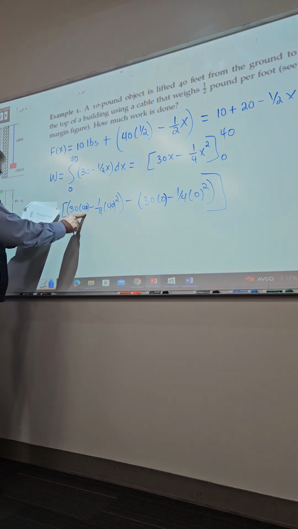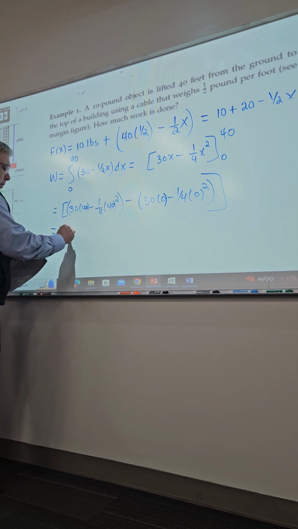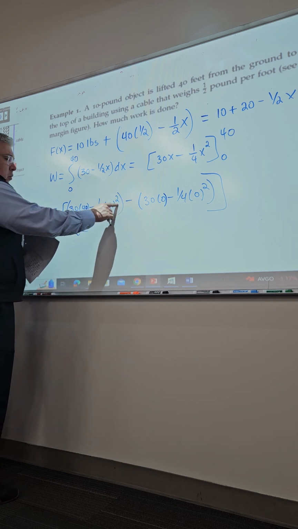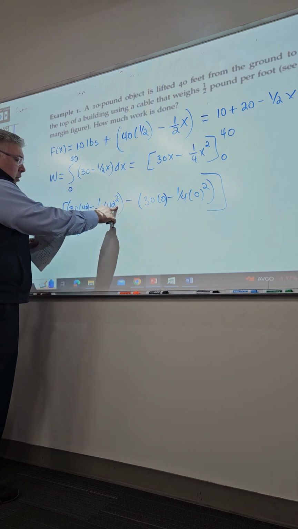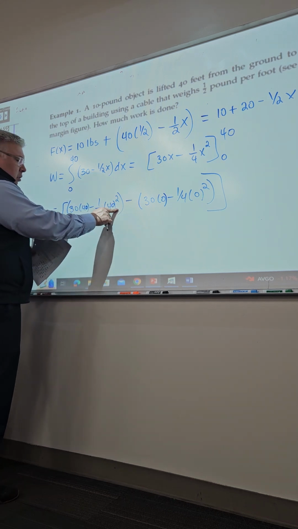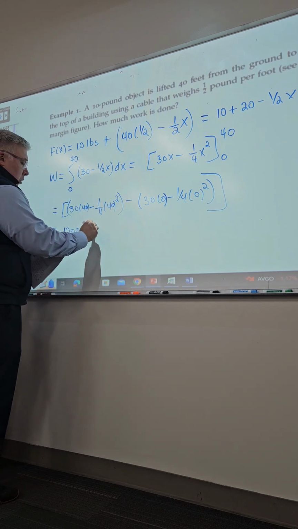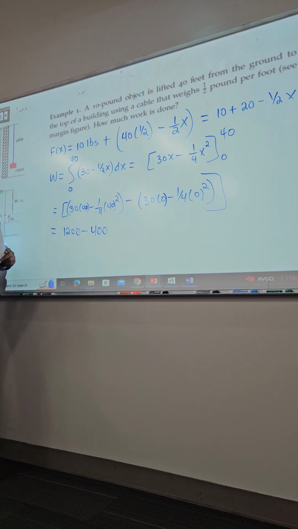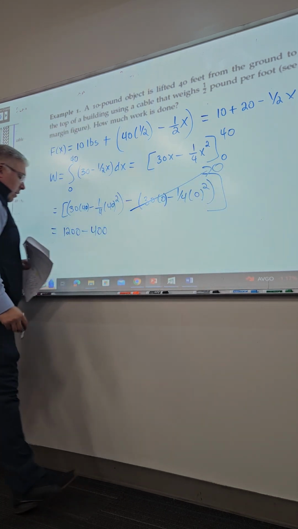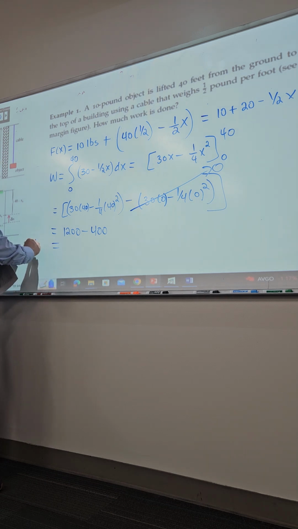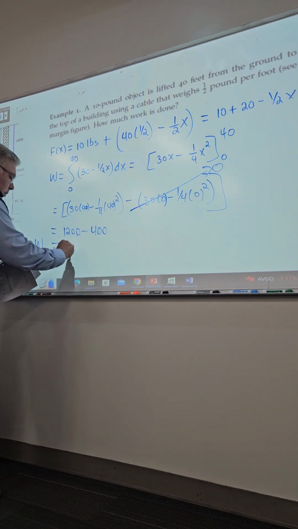So 30 times 40 is 1,200, minus 40 squared, which is 1,600, right? And 1,600 times 1/4 is the same thing as 1,600 divided by 4, which is 400. Are y'all with me, class? Yes. And of course, this whole thing goes to 0. We don't need that. So therefore, my work, if you will, is 1,200 minus 400, which is 800.